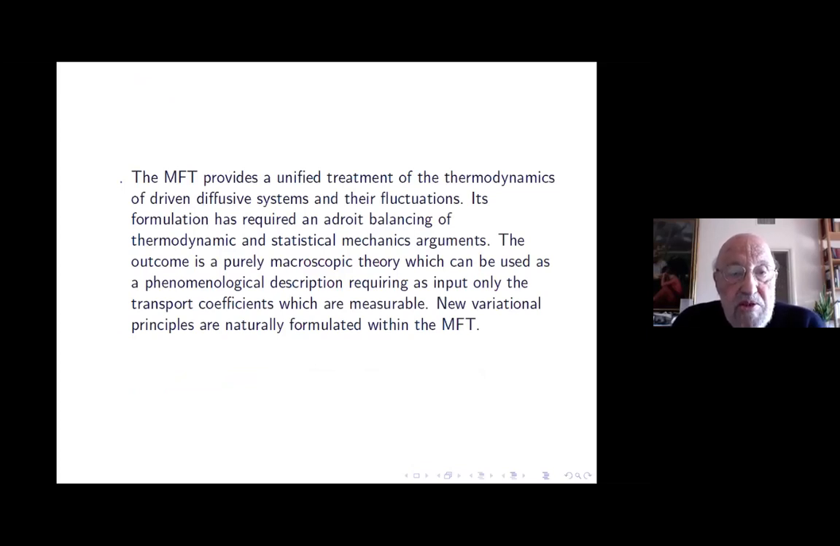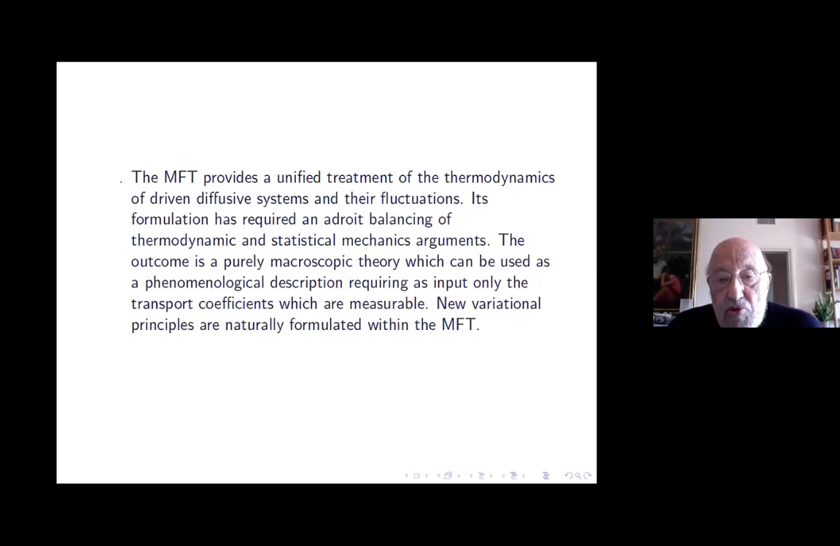Okay, so this theory of macroscopic fluctuation provides a unified treatment of the thermodynamics of different diffusive systems and their fluctuations. But as I said, essentially what I've said holds also for hydrodynamic equations which are not in divergence form, not continuity equations. In that case, it's more complicated to calculate the large deviation functional, and you have to use some intelligent balance of thermodynamic and statistical mechanics arguments.